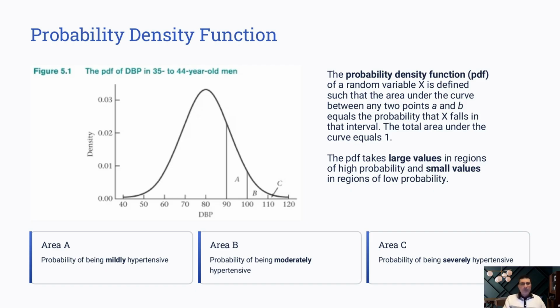And one important property to remember is that if you add up all those probabilities, meaning the entire area under the curve, it equals 1. That just reflects the fact that the variable has to take on some value within the range.